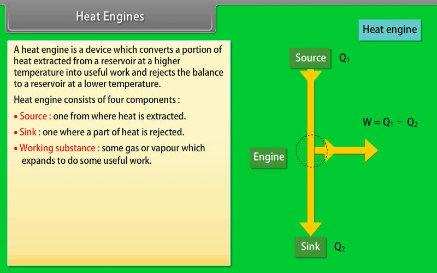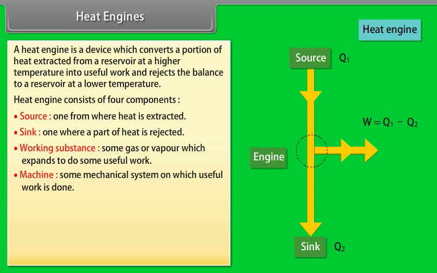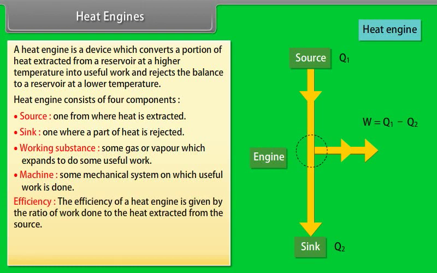Working substance: some gas or vapor which expands to do some useful work. Machine: a mechanical system on which useful work is done. Efficiency: the efficiency of a heat engine is given by the ratio of work done to the heat extracted from the source. Efficiency is equal to 1 minus Q2 by Q1.